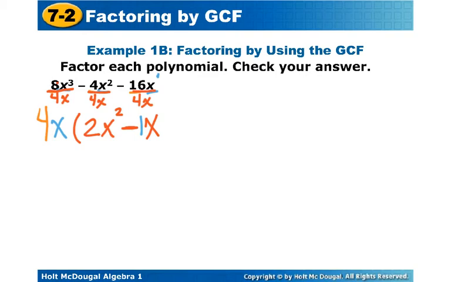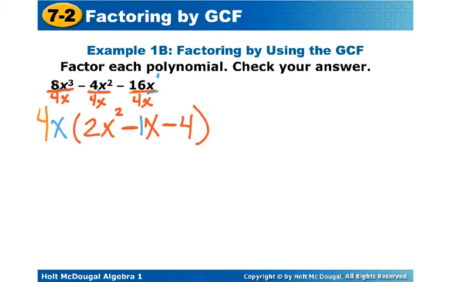Remember, you don't have to bring down your sign again. And then I'm going to do 16x divided by 4x. Well, 16 divided by 4 gives me 4. x divided by x is just going to be 1, because it's x to the first divided by x to the first. So 1 minus 1 is just 0. Okay, so that means that my factored polynomial is 4x times the quantity of 2x squared minus x minus 4.